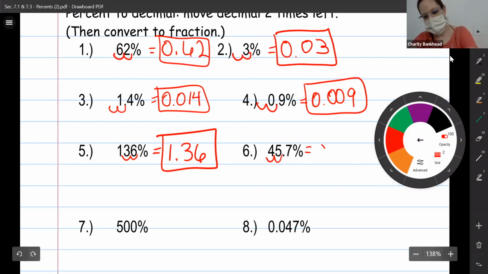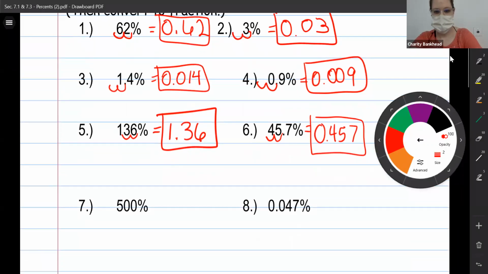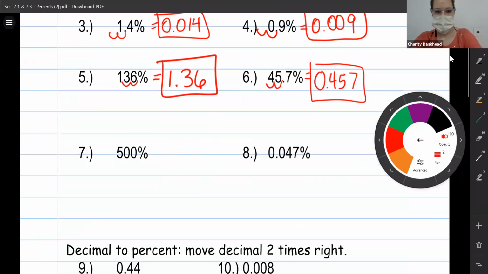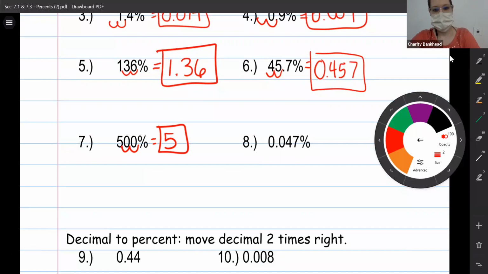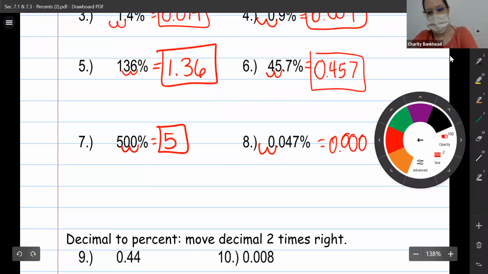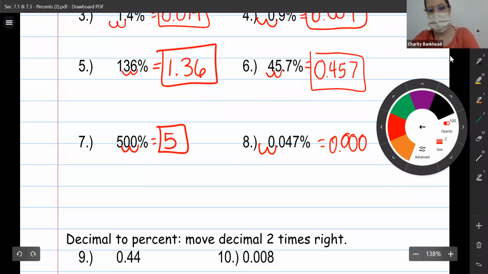45.7% equals 0.457. 500% equals 5.00, or we can just say 5. 0.047% equals 0.00047.